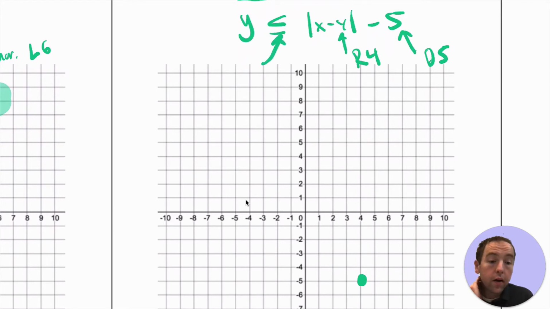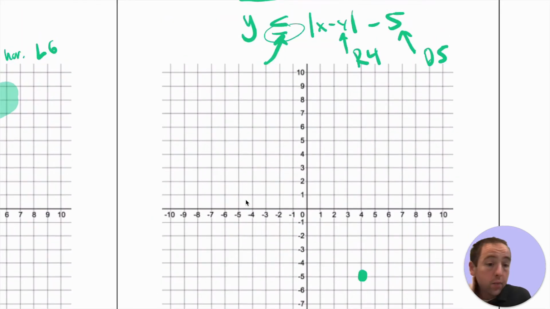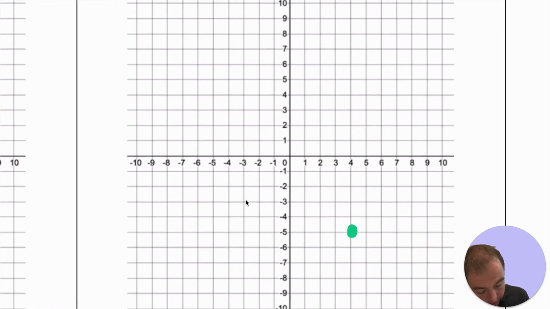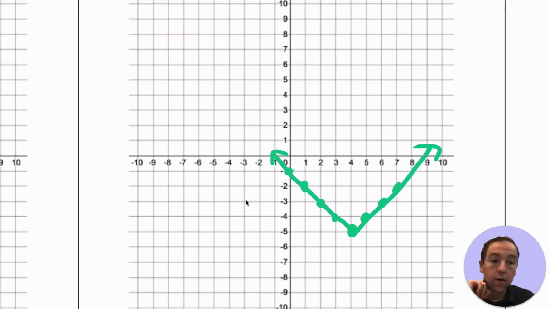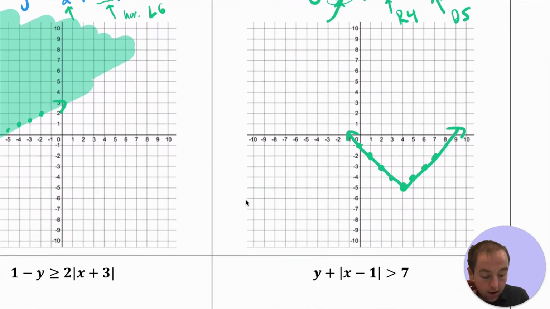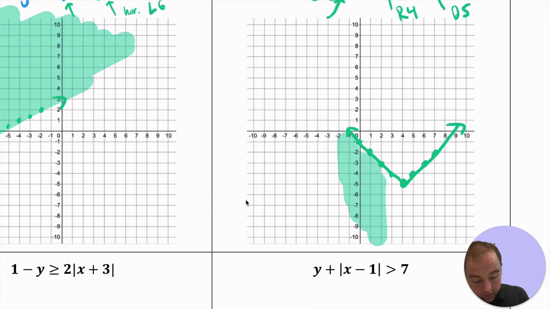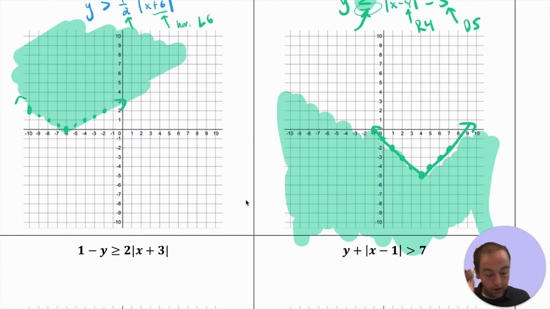Now what you're going to notice is that we want all of the y values to be equal, but not only equal, but also lower than. Because of the equal to aspect, when I construct the V shape here, we actually do want the ordered pairs on the V shape. So I want to make a solid line to signify that those ordered pairs are part of the solution set. But in this particular case, when we've got a less than, we're going to have to shade below the V shape. So this entire region here is going to be our solution set.